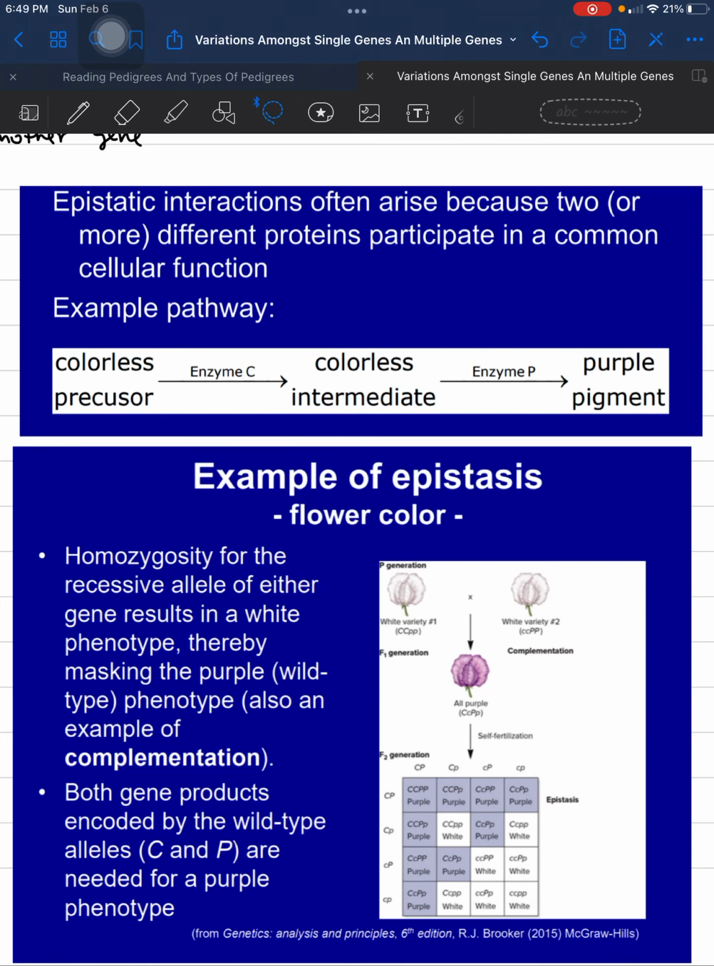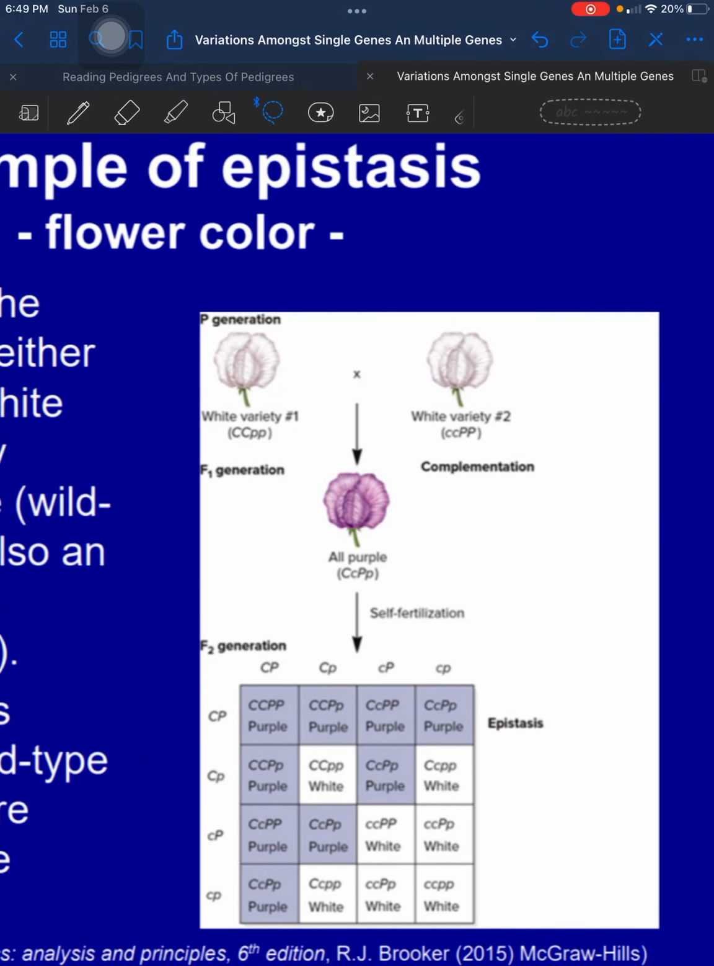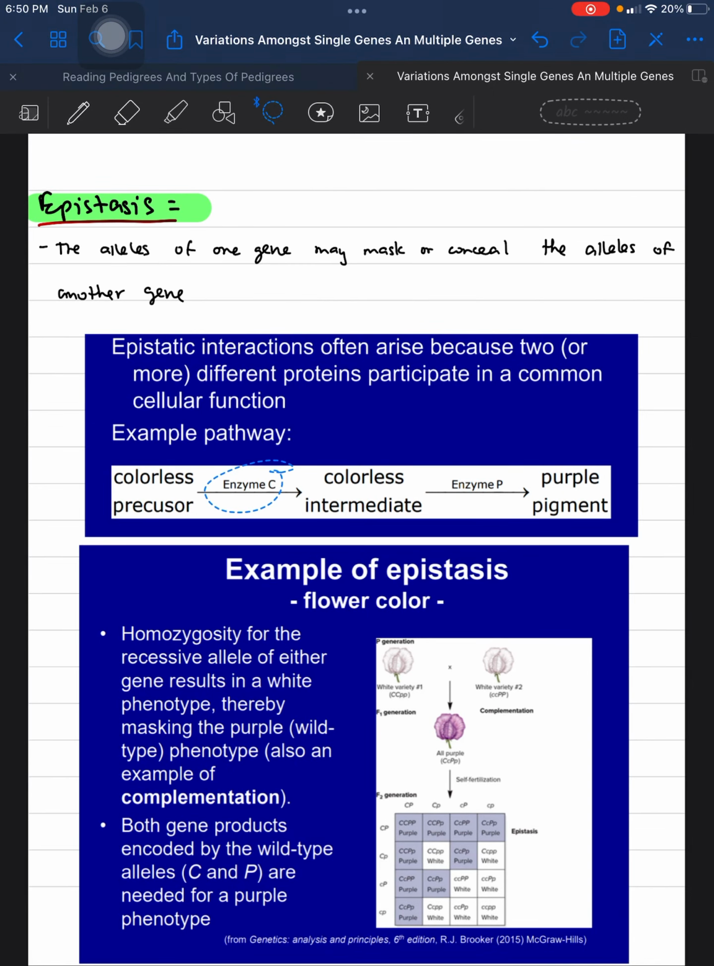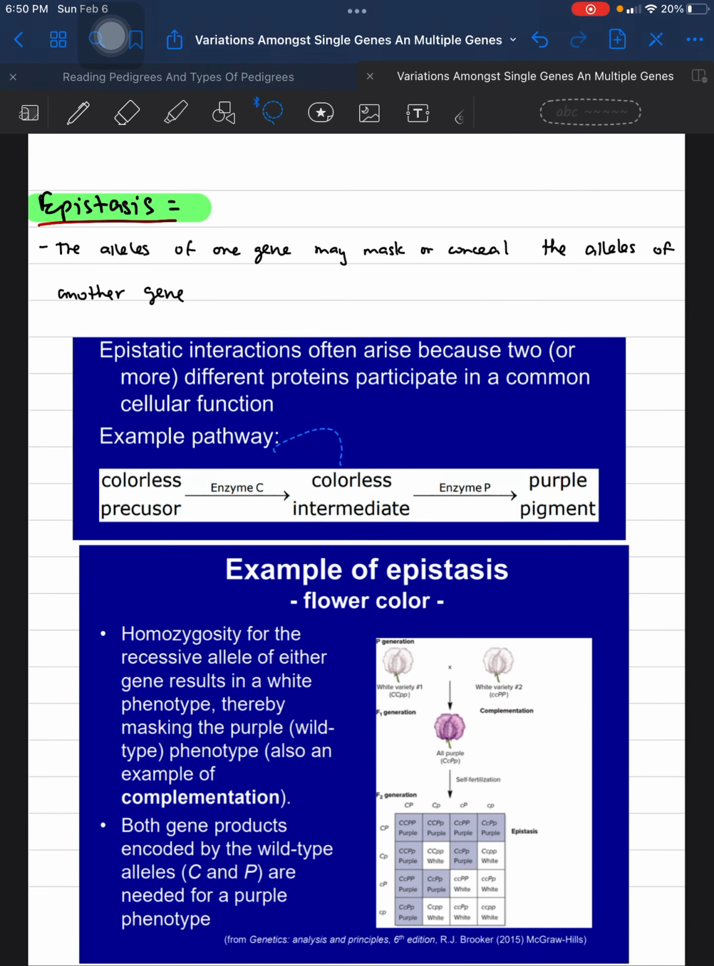So right here, this is the example. And both gene products encoded by the wild type alleles C and P are needed for the purple phenotype. That means that this gene and this gene are both needed in order to make this purple pigment, since the first step is basically this gene coding for this colorless intermediate, and then the next step is this gene acting on this colorless intermediate and making a purple pigment.